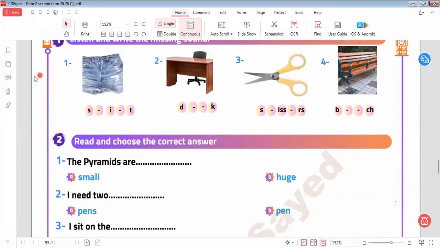Here we say, what is this? It's skirt. So I write here skirt. Here we say desk. Here we say scissors. Here we say pinch. Let's continue the rest of the exercise.